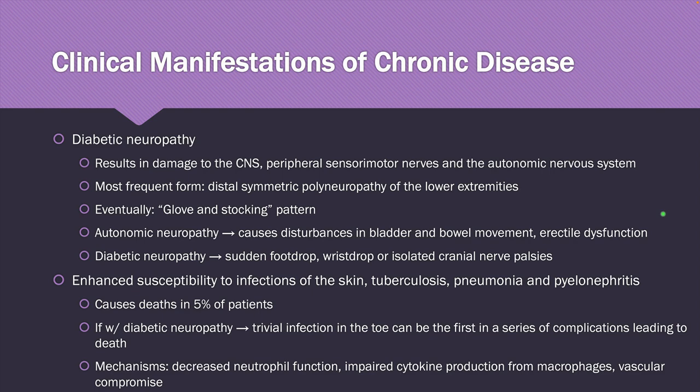There are many mechanisms on how they achieve this, but the known ones are the decreased neutrophil function, impaired cytokine production from macrophages, and vascular compromise, as I said earlier. Now, if you have a diabetic patient, you really need a physical exam and history from head to toe, because you want to be able to document whether they already have these manifestations. You have to individually address each of those complications.